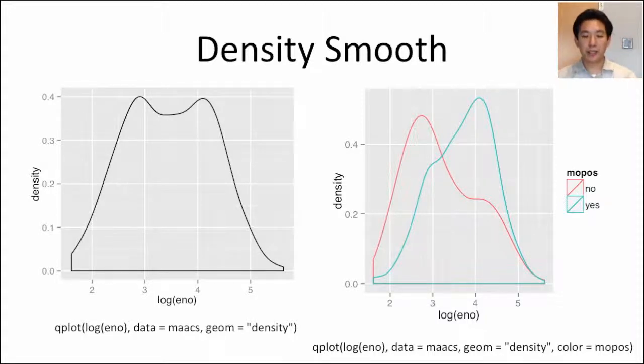Another way to visualize this data is to do a density smooth. You can see that on the left-hand side, I add the geom_density to this log ENO variable. There are at least 2 peaks from the density smooth, and if you separate those peaks out on the right-hand side, notice I say color equals MoPos. So I split out the colors by whether they're positive to mouse allergen or not. And you can see that the 2 peaks roughly correspond to whether they're allergic to mouse allergen or not. This is a nice way to visualize this kind of one-dimensional data.